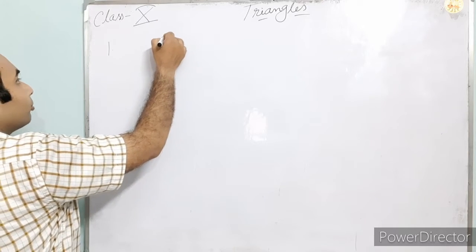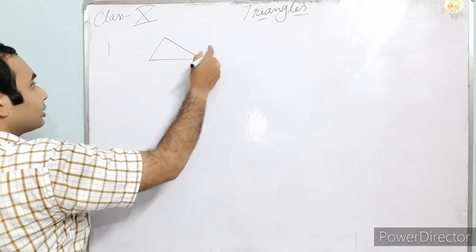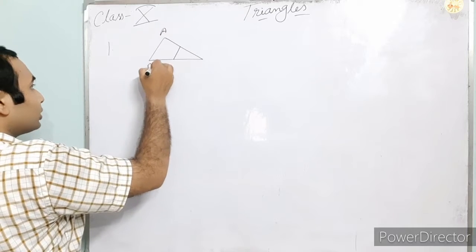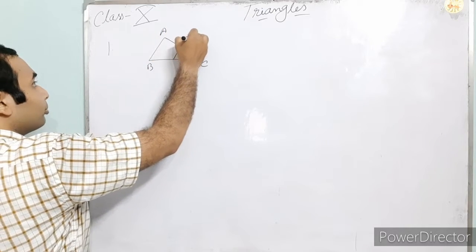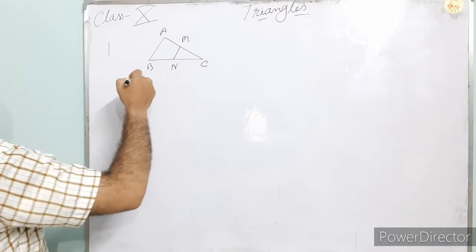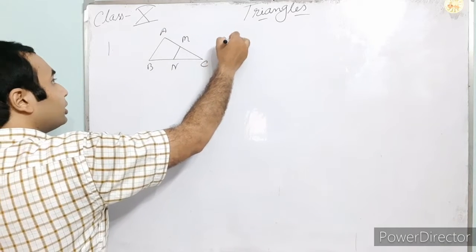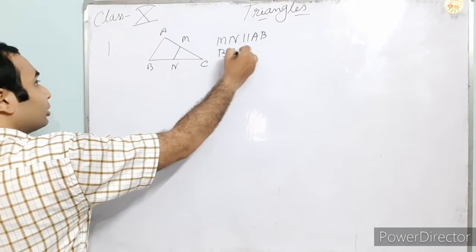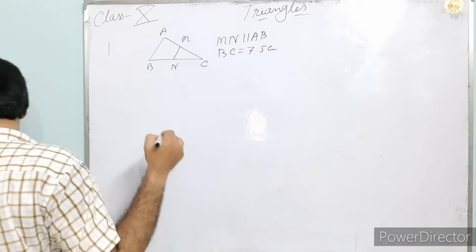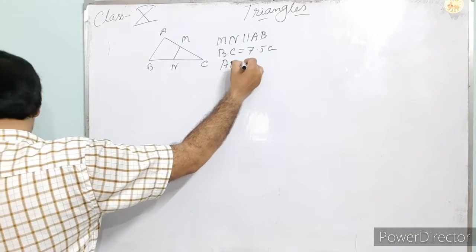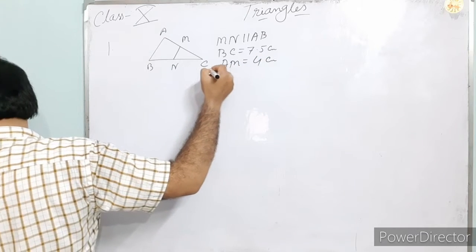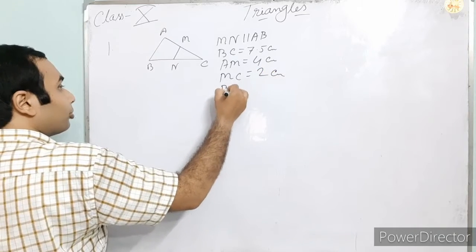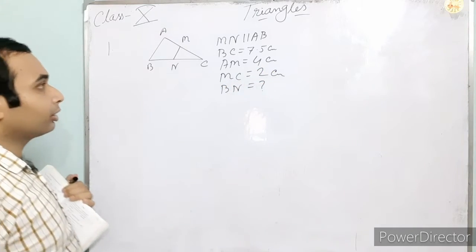Application number 1. One figure is given over there, one triangle, with A, B, C, this is M, this is N. Here some information is given: MN is parallel to AB, BC equals 7.5 centimeter, AM equals 4 centimeter, and MC equals 2 centimeter. You have to find the length of BN.